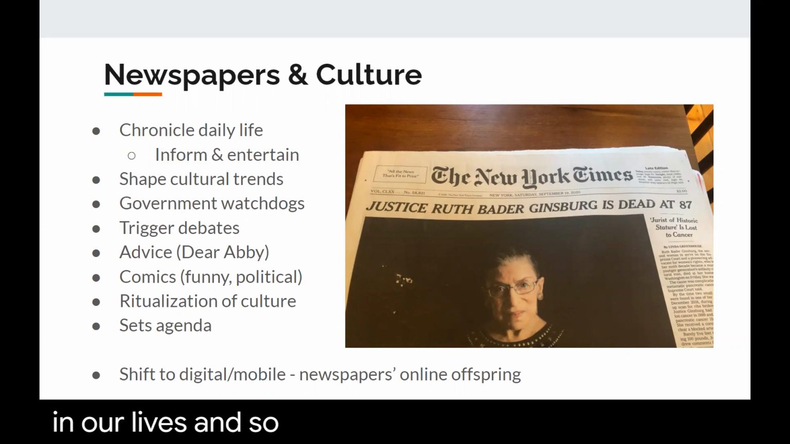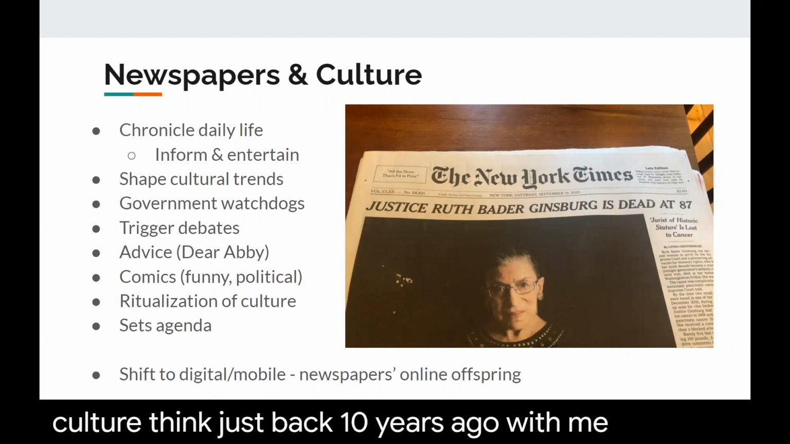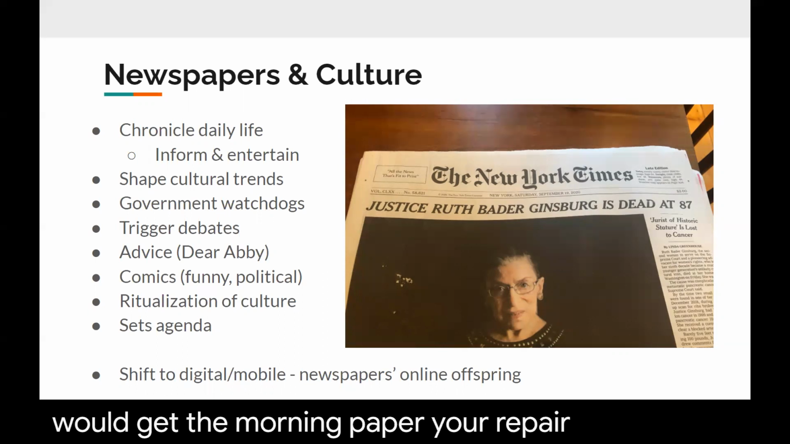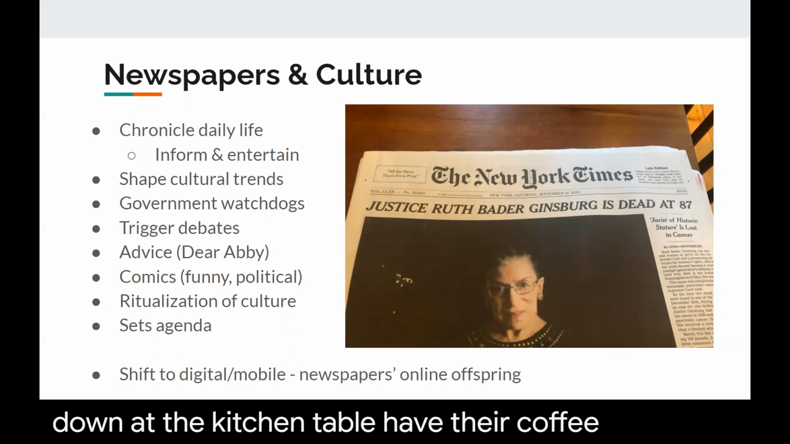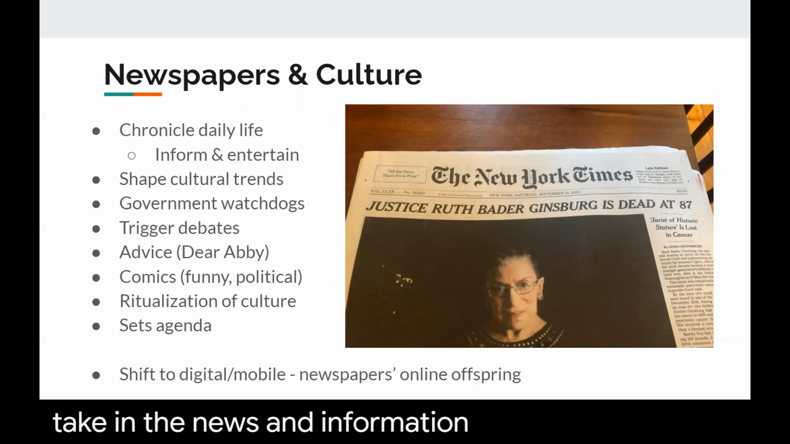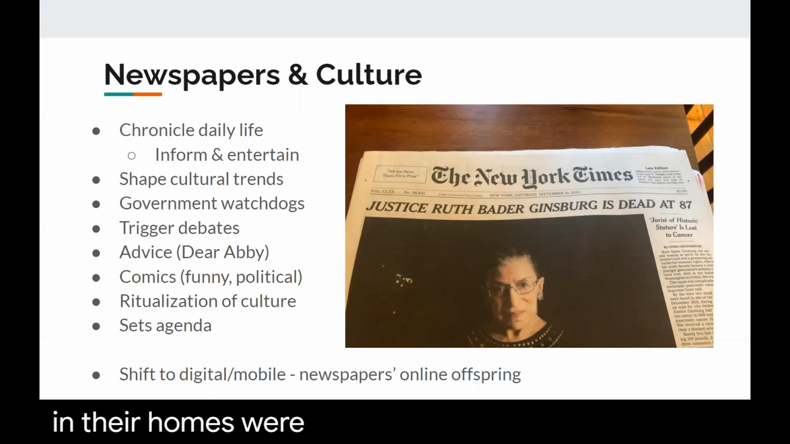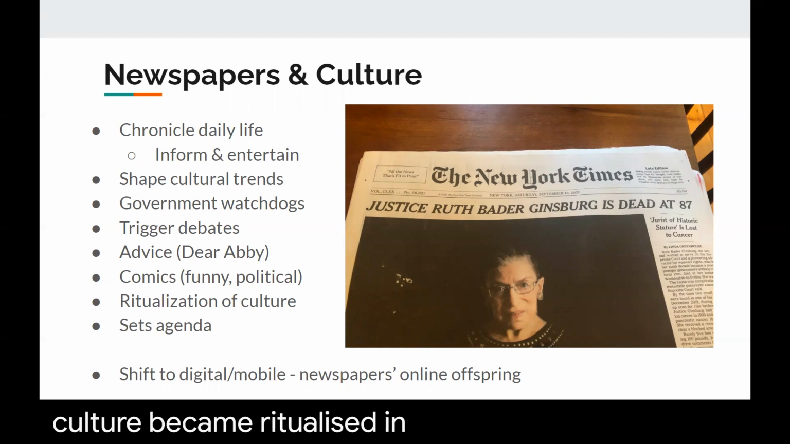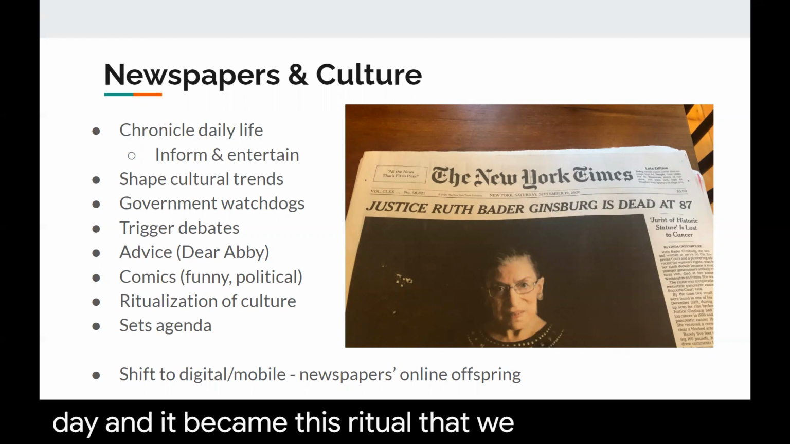And so one theoretical scholar actually talks about newspapers as a ritualization of culture. Think back 10 years ago with me when your parents, or maybe even you at a younger age, would get the morning paper. Your parents might sit down at the kitchen table, have their coffee, and take in the news and information, while other people in their homes were doing the exact same thing in the exact same ritualized way. Really, that is how culture became ritualized in our country for a very long time, because the same people were taking in the same kinds of information at the same time of day, and it became this ritual that we all became part of.